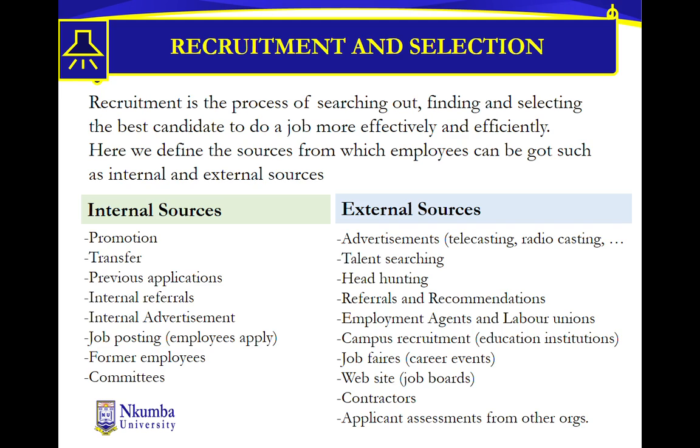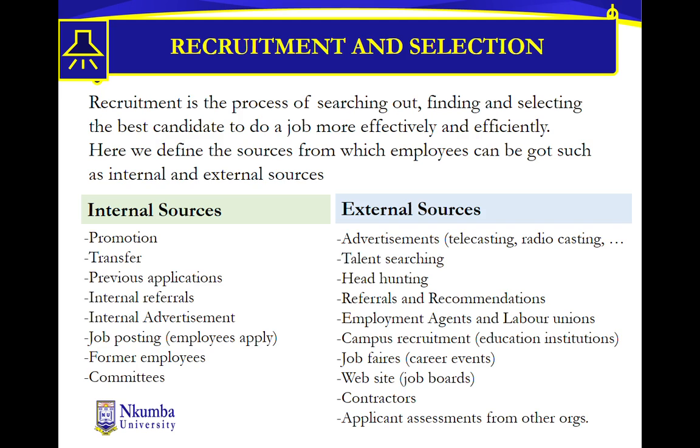Headhunting involves inquiries into communities to be recommended who can do the job. So that is headhunting. It is like a community outreach, going door to door looking for who can. There are also referrals and recommendations, which members of the community or organization or other external organizations can do, recommending that this so-and-so can actually do the job. There are employment agencies and the labor unions. Those employment agencies and labor unions can also help you to get workers.